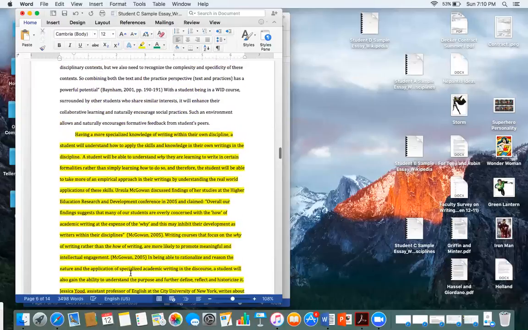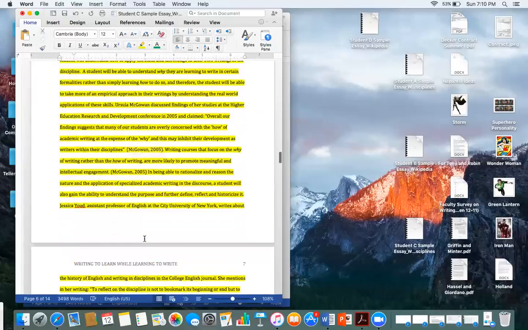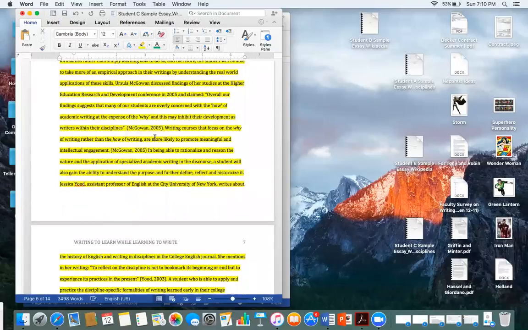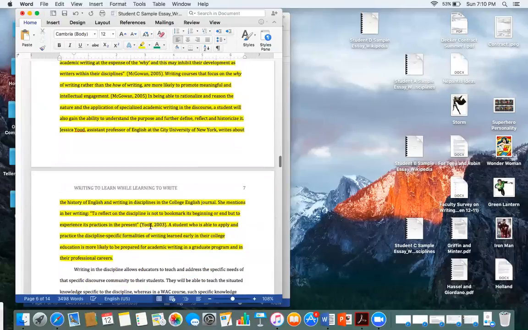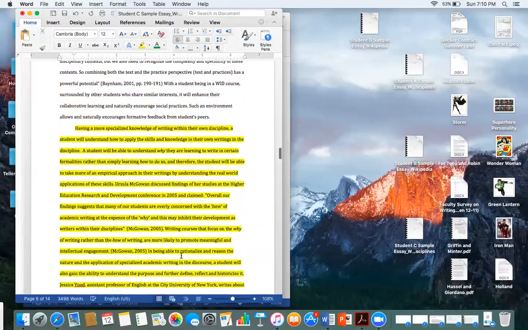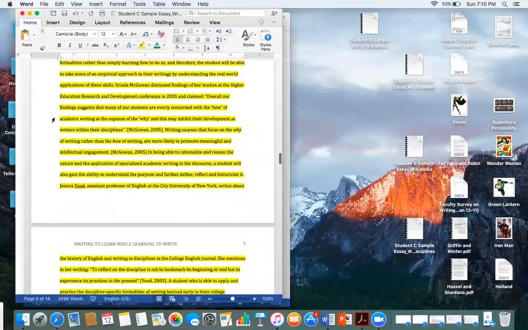So instead of just giving me a paragraph about what McGowan said, this author synthesizes McGowan's findings and Yude's findings, and then provides some analysis to connect them in context of this entire paper. Again, that's the only paragraph we're going to look at.